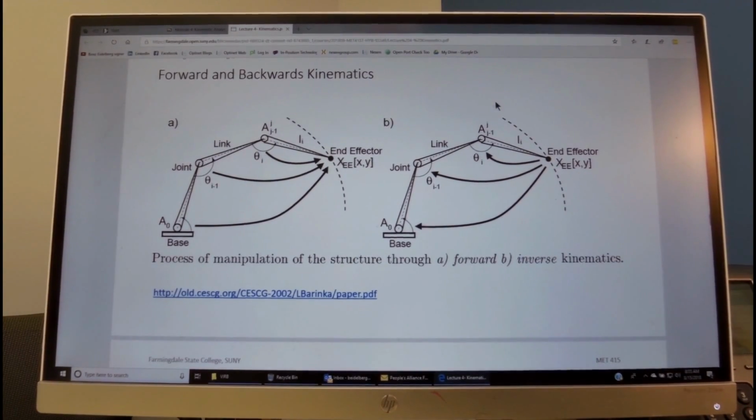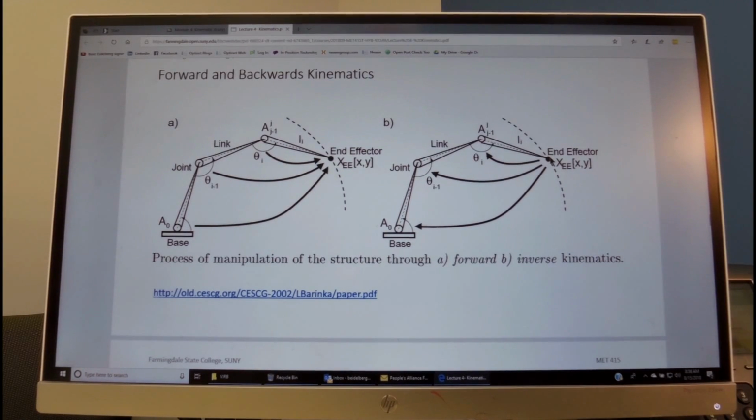Looking at forward and backward kinematics, the definition of forward kinematics is the process where we know the position of the links of the robot. Theta 1 is the position of this link with respect to this link, and theta 2 is the position of this link with respect to this link. Knowing these thetas, we calculate the position of the end effector or tool center point in the x, y, and z coordinate system. This is forward kinematics, from theta to x, y, z.